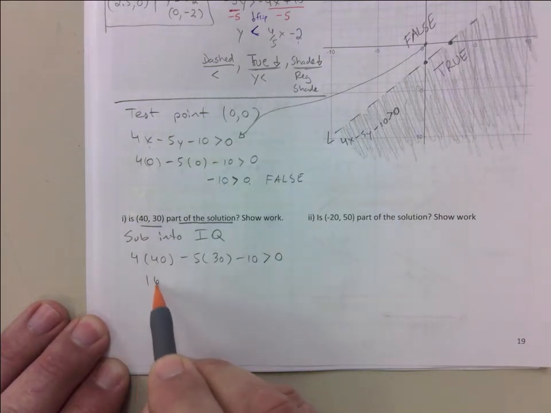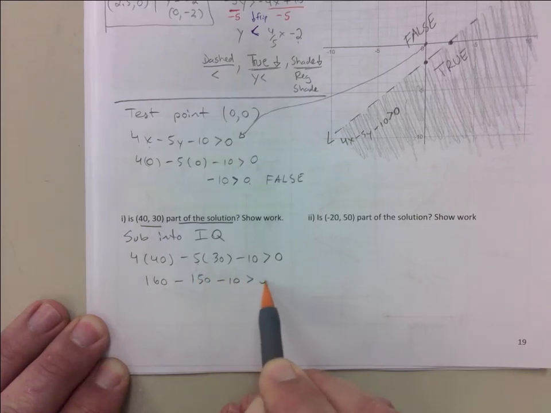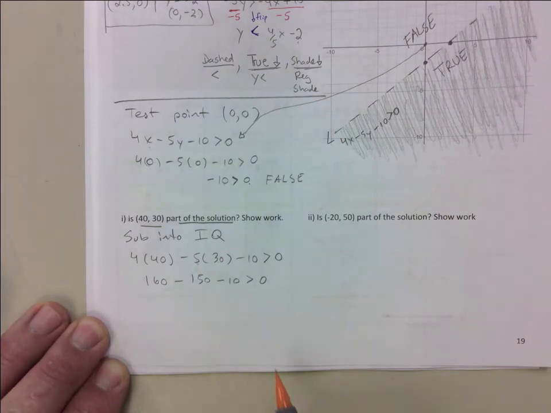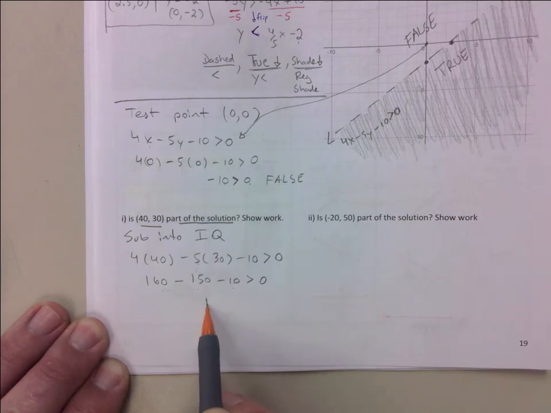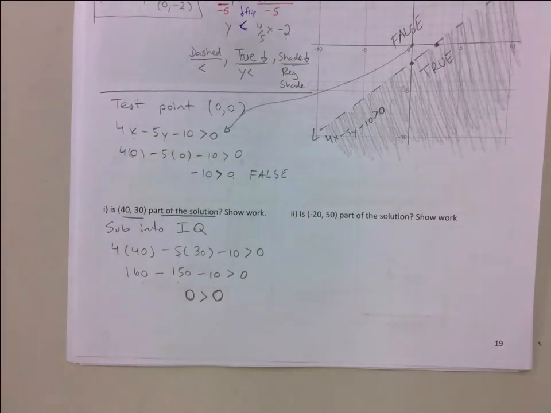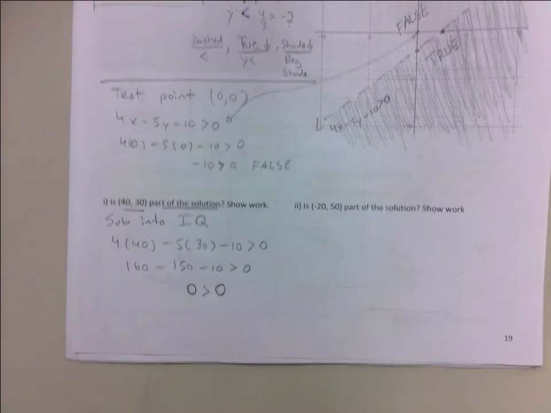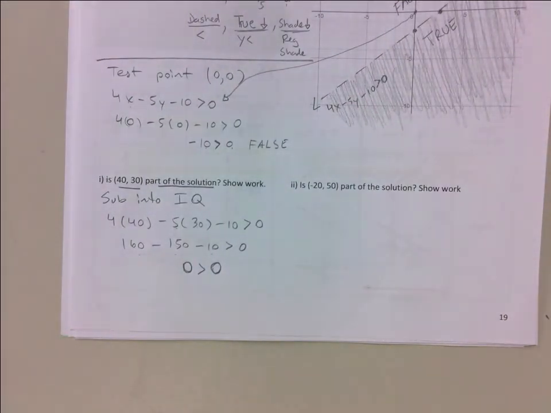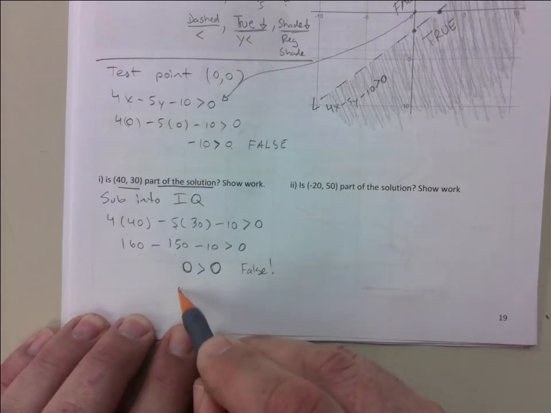4 times 40 is 160. 5 times 30 is 150, minus 10. 160 minus 150 is 10. Minus 10 is 0. Is that true? Is 0 greater than 0? That's false. So not a solution.